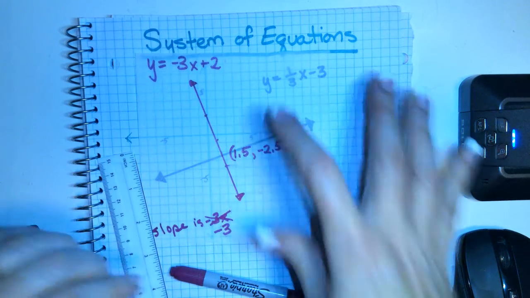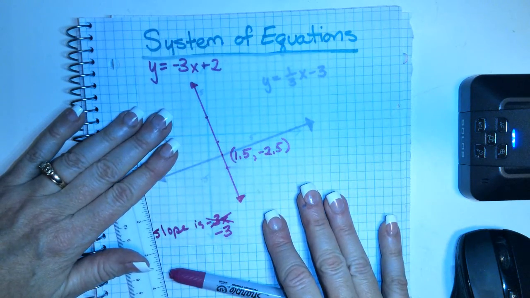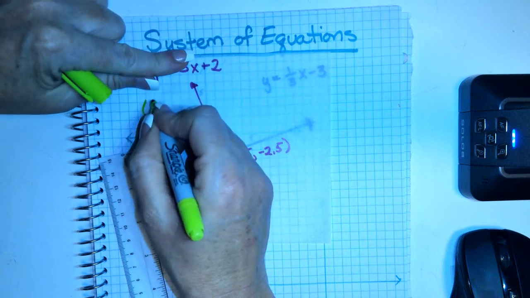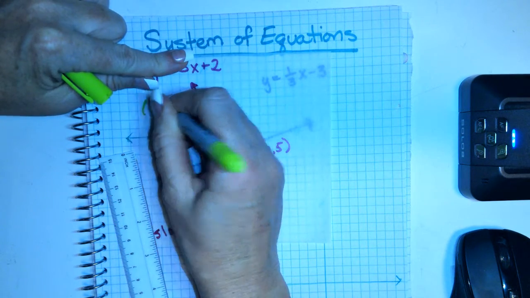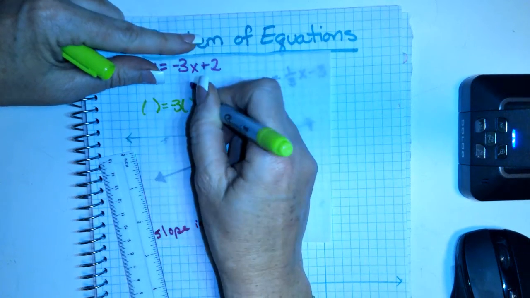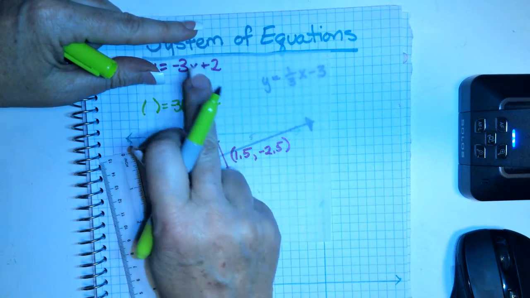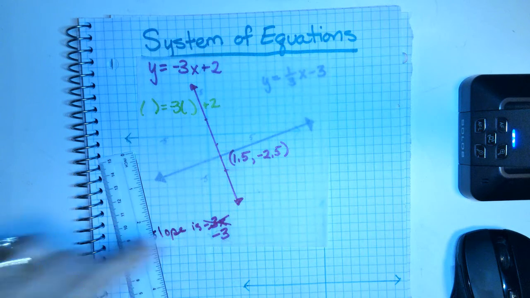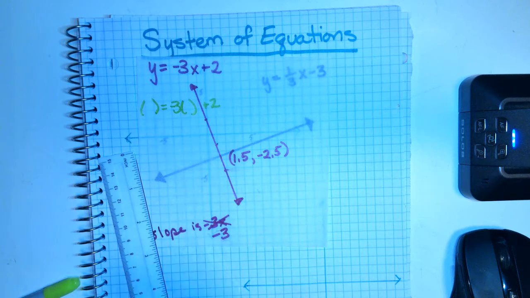Okay, so I'm going to go about my business now of checking my work on this one. So to check, I'm going to have my y value, and that's going to equal -3 times x plus 2. I'm checking this equation first. It doesn't matter which one you check first, but this is the one I'm going to try. My y value is -2.5.